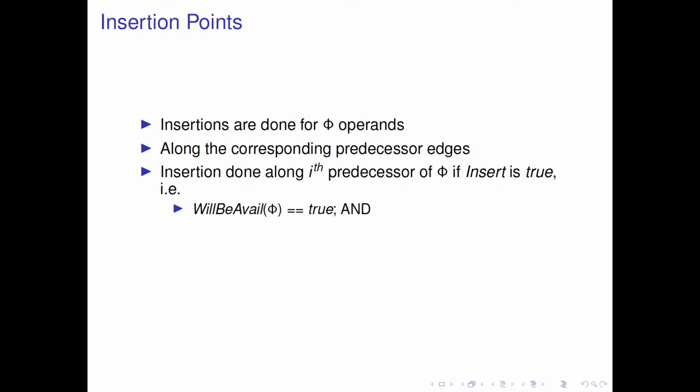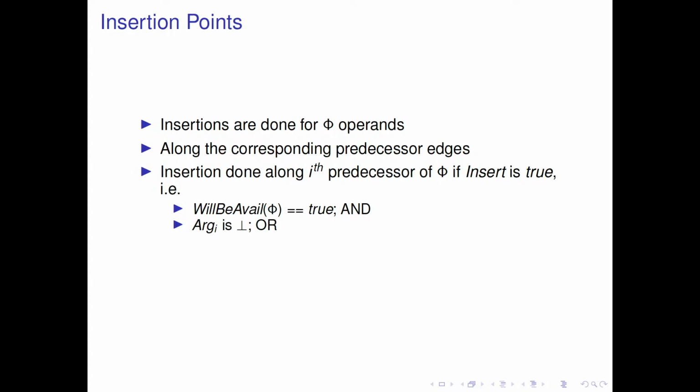When will insert be true? First, will be available has to be true. Basically we have decided, yes, I have to make this available, and the corresponding argument is bottom, which means along that path the actual expression is not available. So remember what we did with partial redundancy. A star B was computed here, A star B was used here, and on this path A star B was not there. So what we did was we introduced a temporary with A star B computation here.